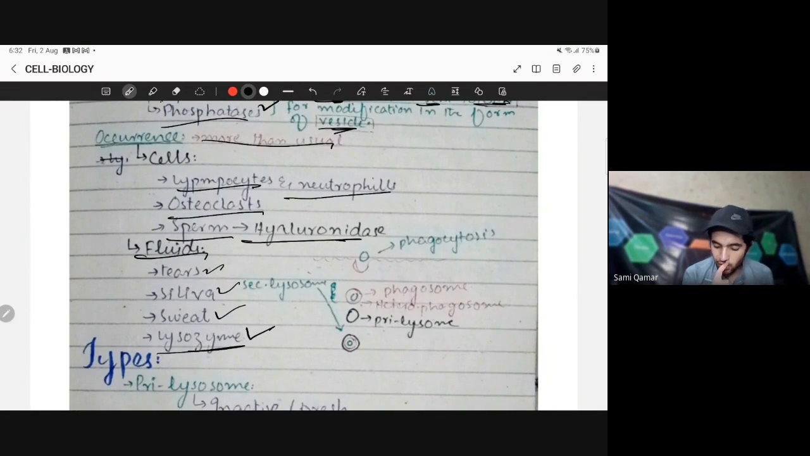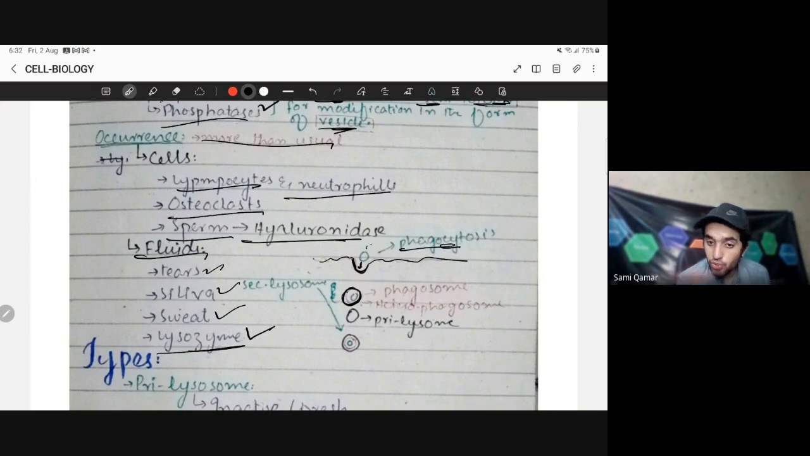Okay, so now understand this thing. One primary lysosome will form from the Golgi apparatus that will contain enzymes. So phagocytosis will happen with any foreign particle. Suppose this is a bacteria that is coming inside of the cell. This was the membrane. The bacteria or any foreign entity came inside via this membrane. So it is encircled in this membrane.